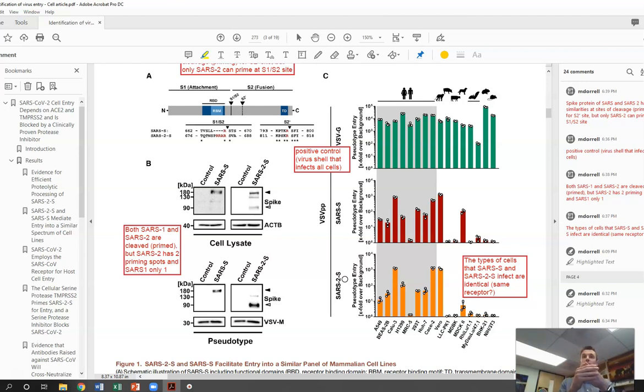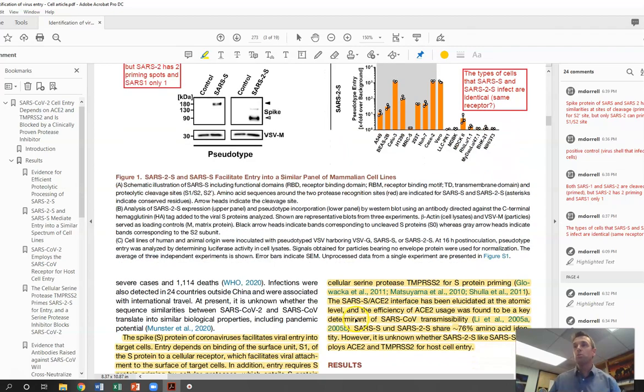There might be some overlap, right? So these cells might express several of the same membrane proteins as some other cells. However, chances are good that it wouldn't be the exact same set of cells. SARS-2S would infect some cells that the original didn't and would not infect some that it did. The fact that they infect the exact same cells leads them to believe that might be the same receptor. And this then starts to clue us into figure 2.